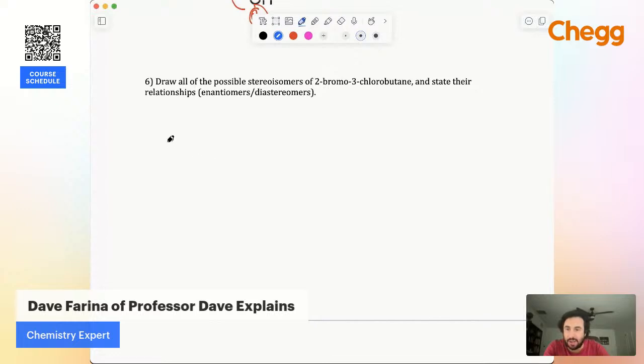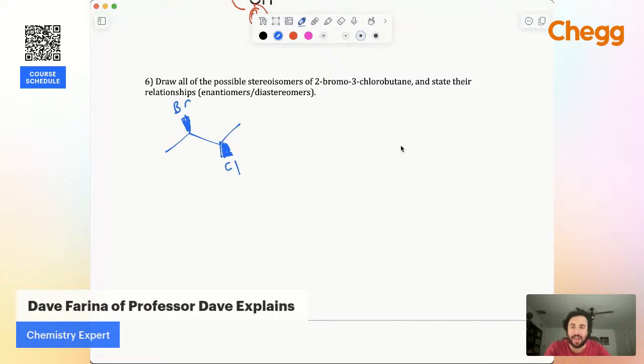So it's a butane and then 2-bromo-3-chloro. Let's just draw one of the possibilities. We have to draw all of them, so let's just draw one of them to start. So here's carbon 2, and I'm going to put that bromo group on the wedge. And then we have 3-chloro. Let's go ahead and put that chloro group on the wedge.